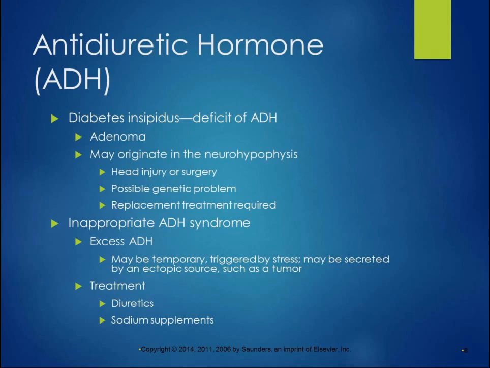Excess ADH is called inappropriate ADH syndrome. It may be temporary, triggered by stress, or it may be the ADH is being secreted from an ectopic source, such as a tumor. And ectopic means just out of its normal area. So instead of being secreted from the hypothalamus like it's supposed to be, a tumor somewhere is secreting it. So excess ADH is treated with diuretics and sodium supplements.